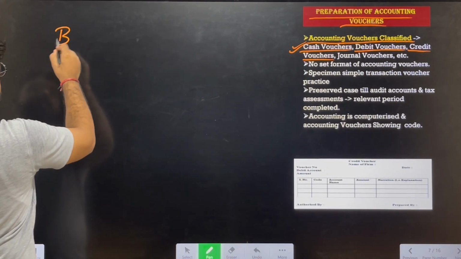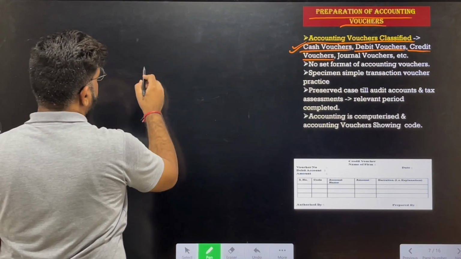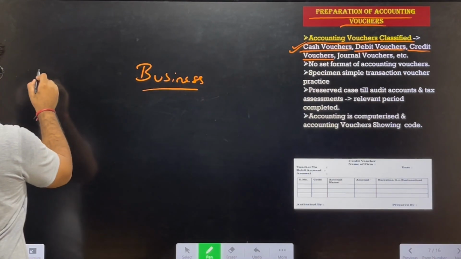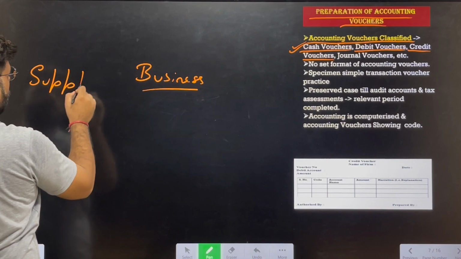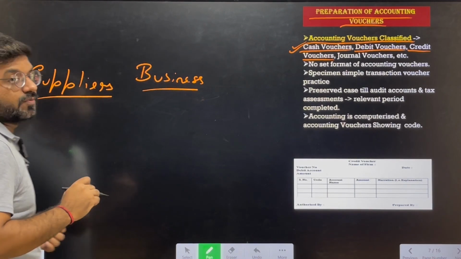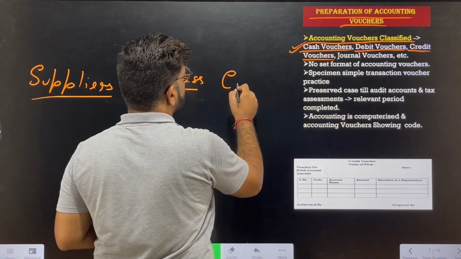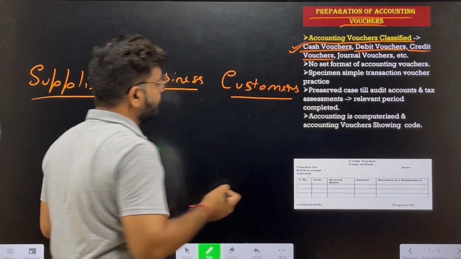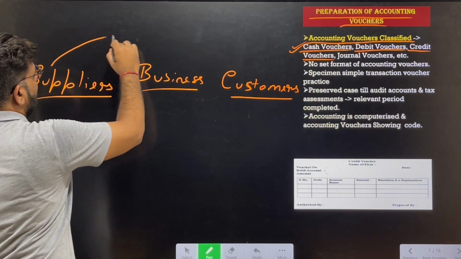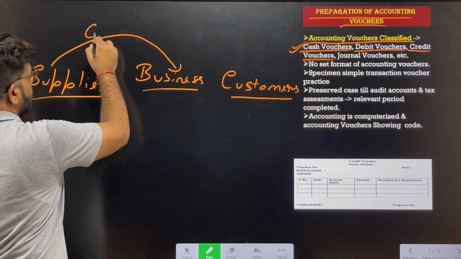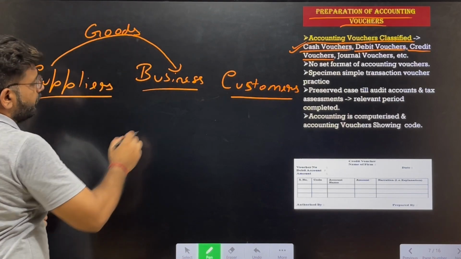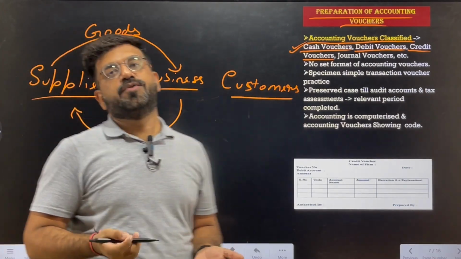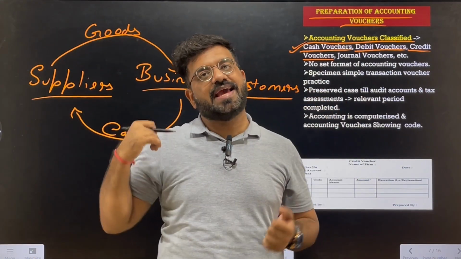suppose this is our business. We are purchasing the goods from the suppliers, and ultimately we sell these goods to the ultimate customers, that is, the ultimate consumers. Now what happens when we buy the goods from the suppliers? The supplier is delivering the goods to us. If we are paying the cash to him, there is no confusion, because we purchase the goods and the cash has been paid.